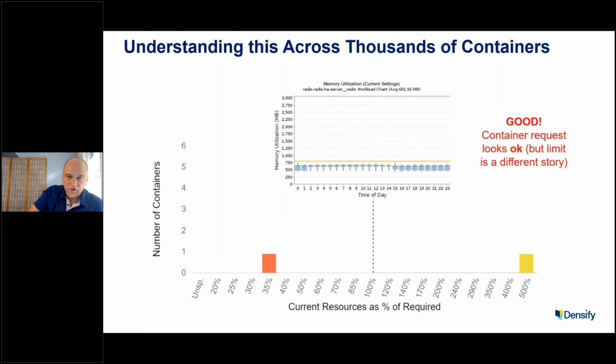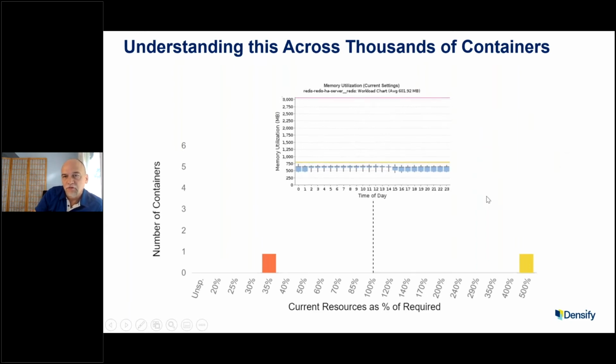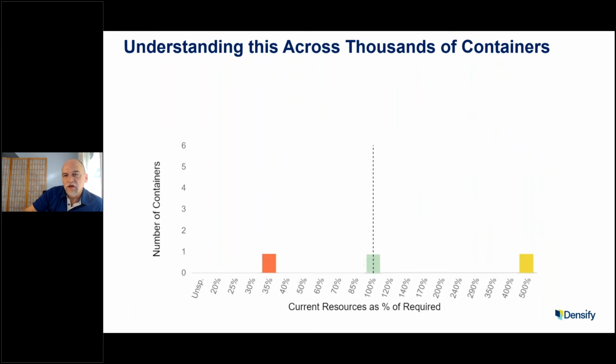Maybe here's a third container, and this one looks pretty good. The yellow line is around 750, 760, and we're using about 750 or 740, it looks like, at peak. This is a great configuration. That looks like the way it should be. Let's put that in the green right on the center line.